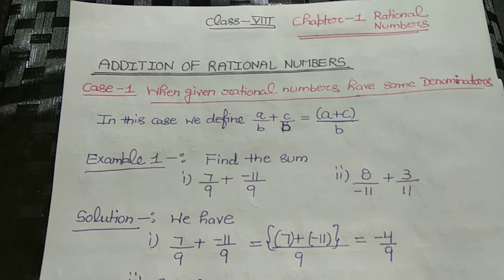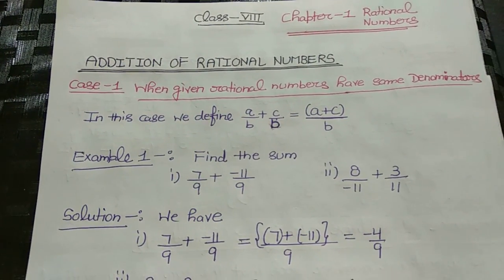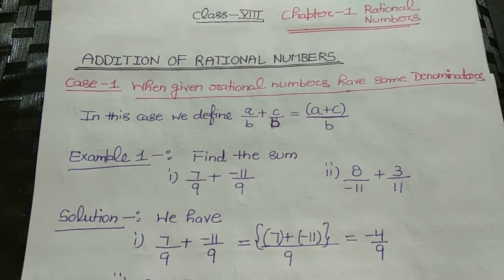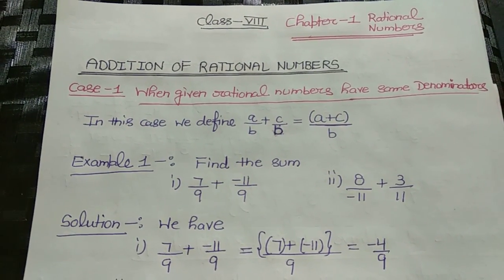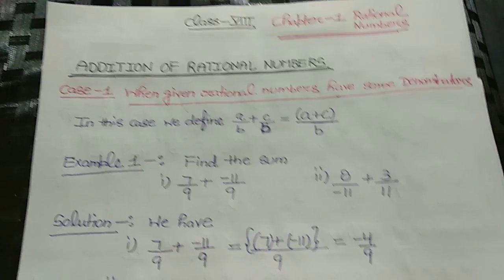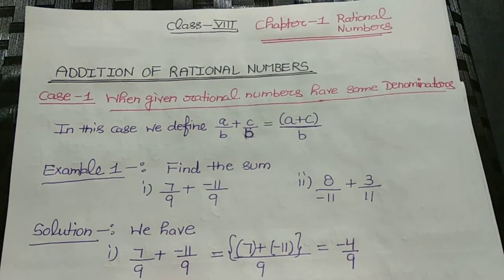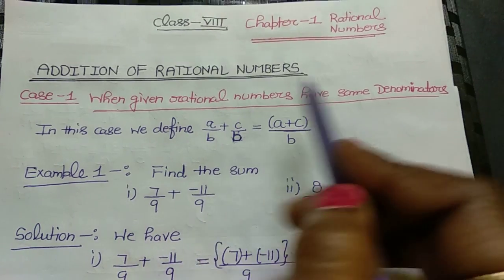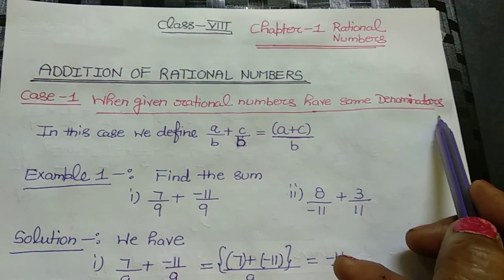As in the previous video, we have discussed the representation of rational numbers on the number line. Now our next topic is addition of rational numbers. For the addition of rational numbers, there are two cases. Case 1, when given rational numbers have same denominators.